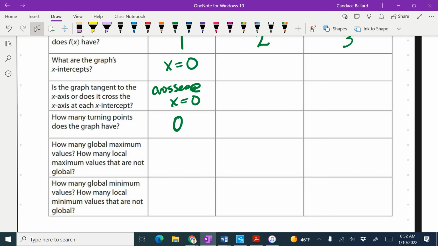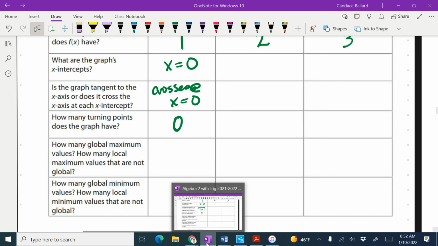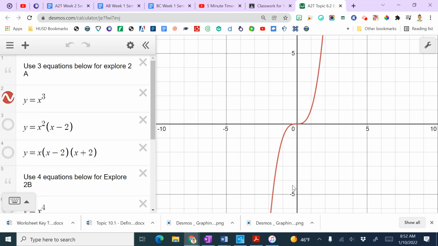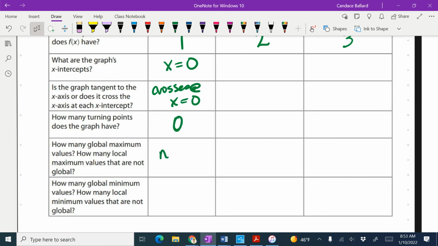All right. It's asking us how many global maximums, how many local maximums, and then how many global and local minimums. That's what the next 2 boxes are, okay? In this case, there isn't a turning point. You really can't have a global or a local max or min without that turning point, okay? So because it's always going up and always increasing, there are no local or global maxes or mins. So we would say none on both of these.